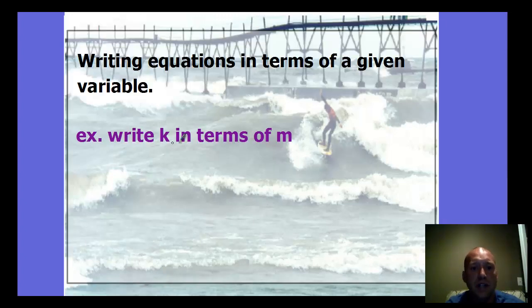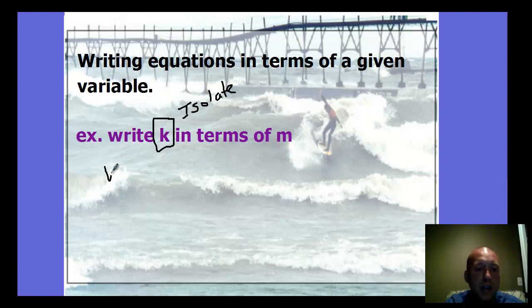So here it says write k in terms of m. You need to know which variable it really asks you to get by itself, and you actually want to get k here by itself. You want to isolate the k. And I could write the same thing.